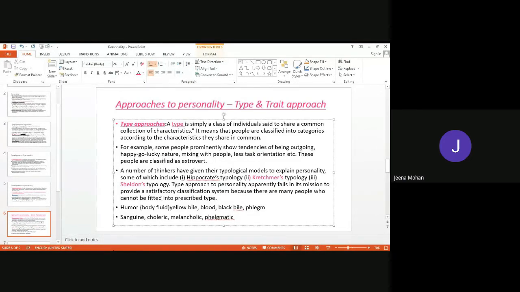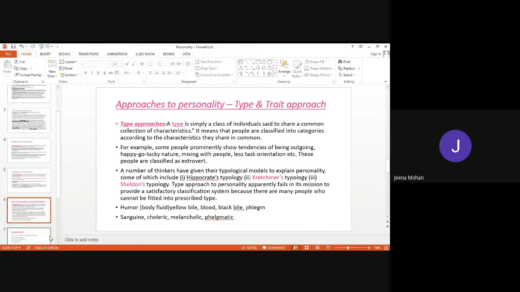We can consider this as a historical perspective because it is about 2000 years back. But now this theory is not that much applicable. Still, Kretschmer's typology and Sheldon's typology, all these things you should know when we study personality. These are the basic things which you should know.